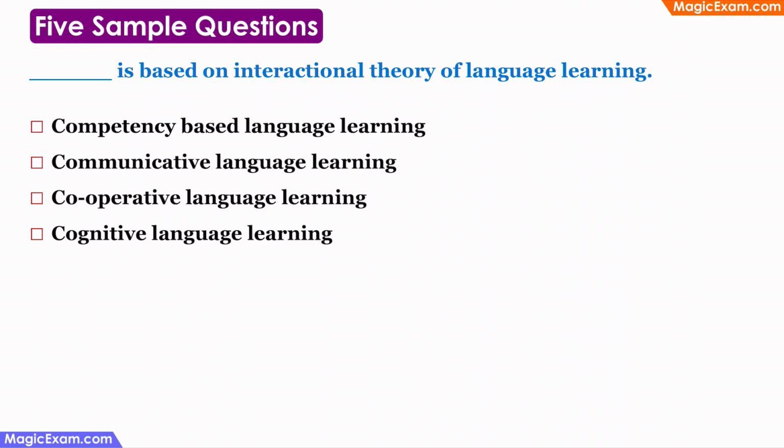The first question is, which of the following is based on interactional theory of language learning? So what is this interactional theory? So any theory which says that language is learned through interactions, through social interactions, is an interactional theory. So look at all the options and see which one of them is talking about any kind of interaction. The third option says cooperative language learning. So cooperation is nothing but social interaction. Therefore, the correct answer for this question would be option 3.